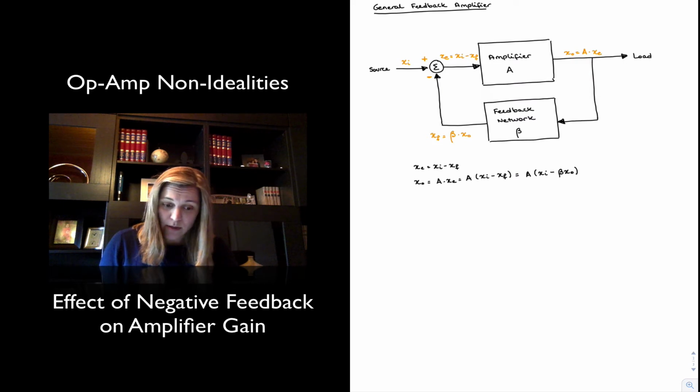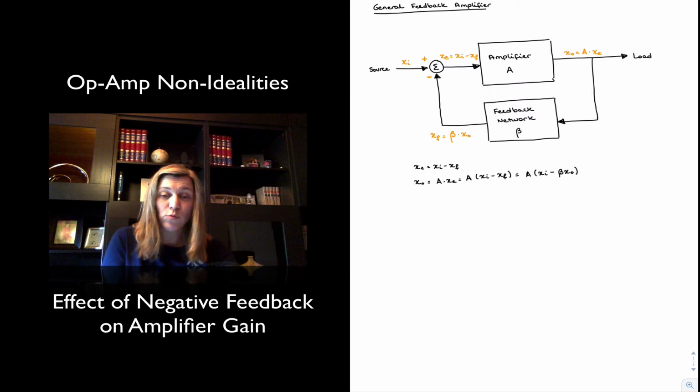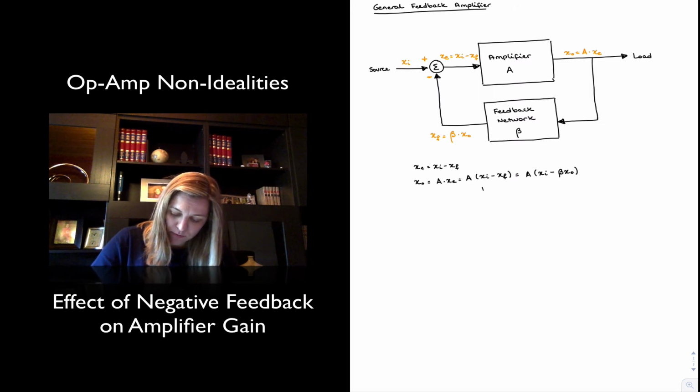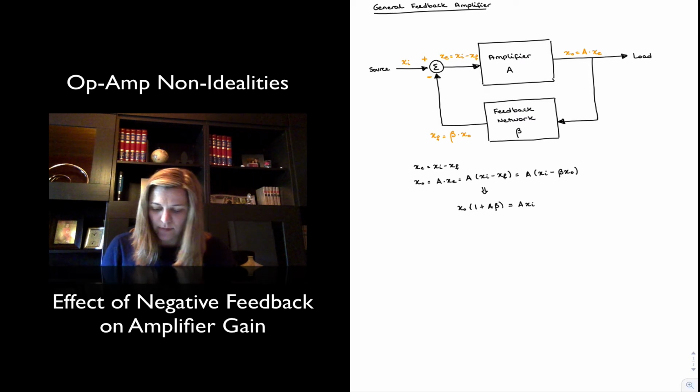And so I can manipulate this expression, put all the x out terms on one side of the equation, all the x in terms on the other side of the equation, and end up with an expression that x out plus beta x out, so x out times 1 plus A times beta rather, is equal to A times x i.